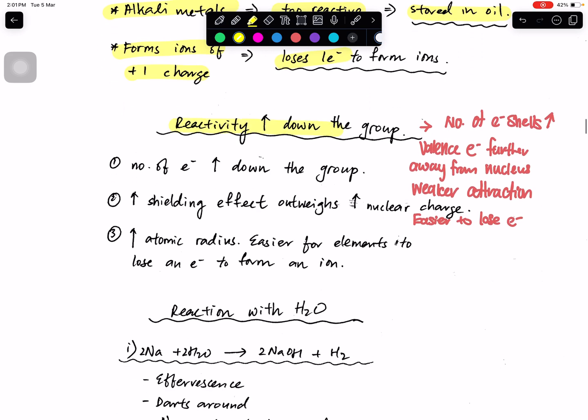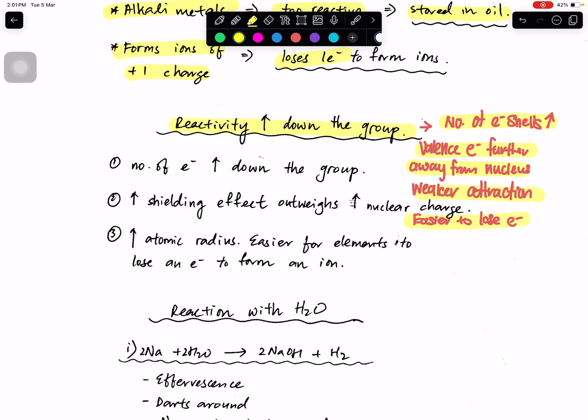Next is that their reactivity increases down the group, so this is the opposite of your halogens. The reasoning is exactly the same: as your number of electron shells increases, the valence electron is further away from the nucleus, it experiences weaker attraction, and it becomes easier to lose electrons.